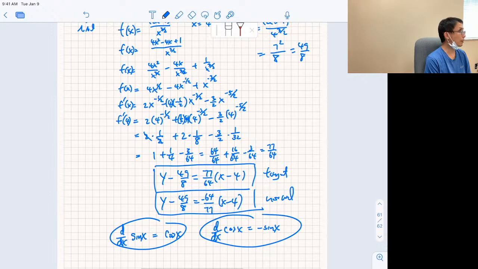We got a lot more to memorize. We got sine, cosine, tangent, secant, cosecant. Don't worry, there's a funny way to memorize.